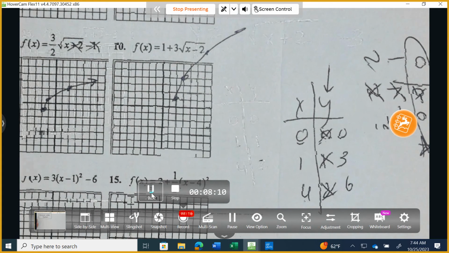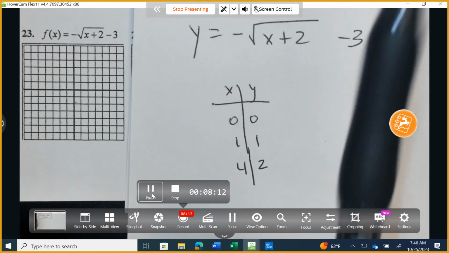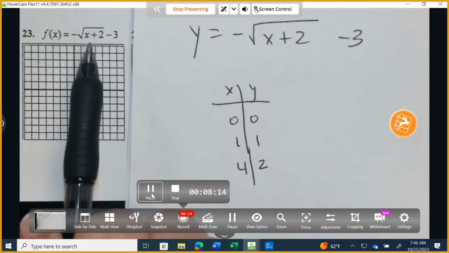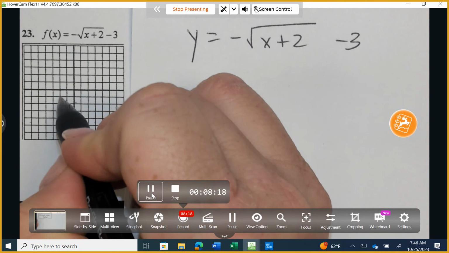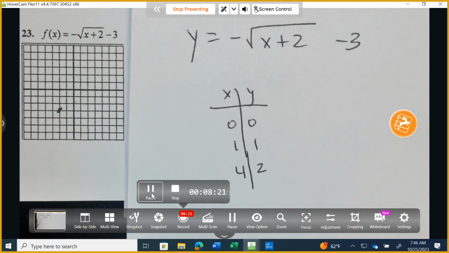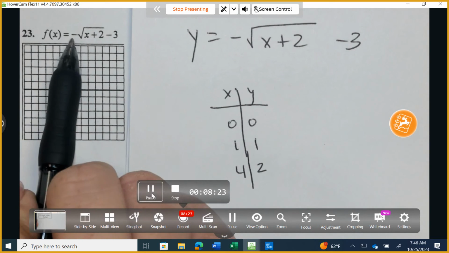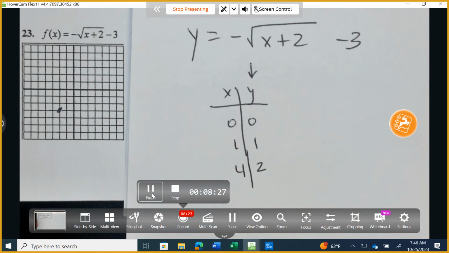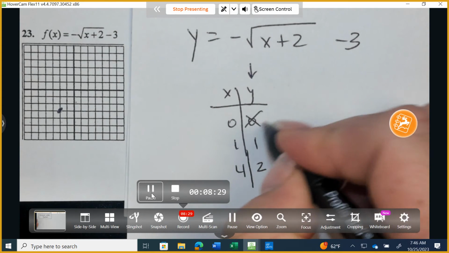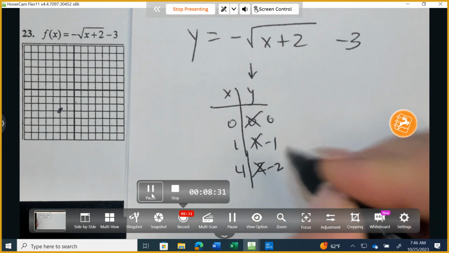Okay, let's look at number 23. I'm going to go quickly through this. I'm going to shift when I look at number 23 to the left 2 and down 3. Left 2 and down 3. Now here's where a lot of students get confused. This is a negative 1 outside. Anything other than a positive 1 gets multiplied by the y's. This becomes 0, negative 1, and negative 2.